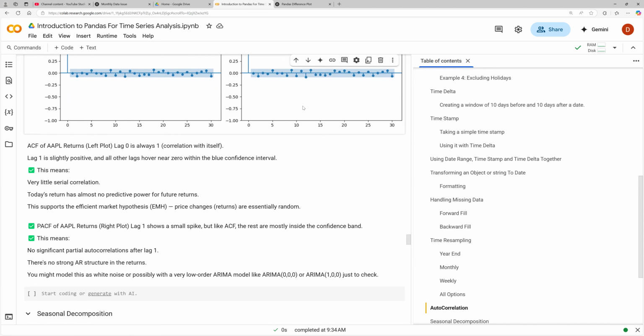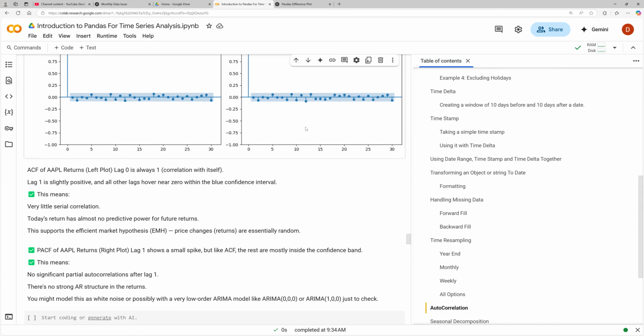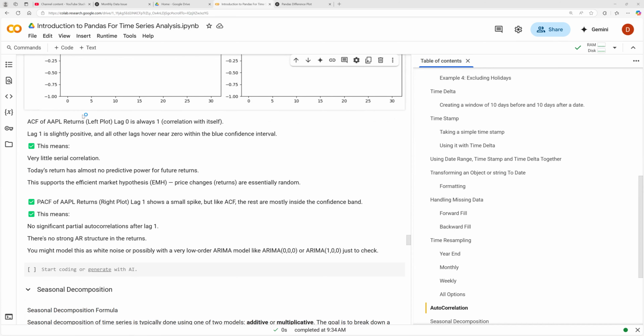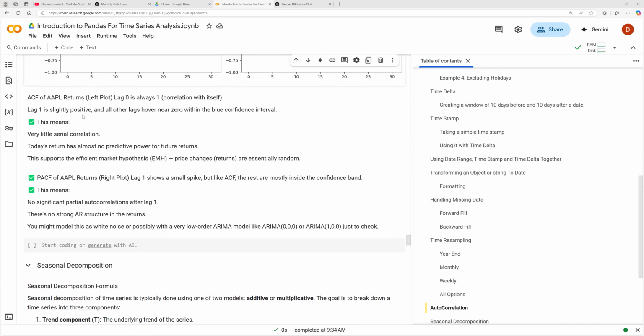And then you might model this as white noise or possibly a very low order ARIMA model, like ARIMA 000 or ARIMA 100 to check. ARIMA 000 is basically something called a random walk, where it just moves. I mean, this would be a random walk. It could be multiplicative, which means that it'll increase with some level of volatility, but in most cases, it's something called additive, which is another way of saying a bounded series.